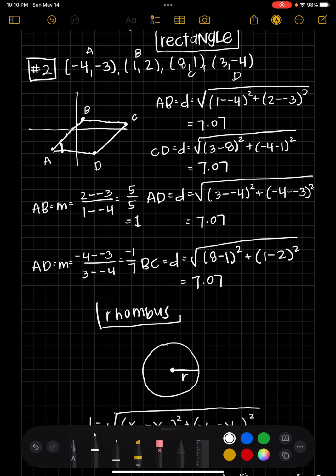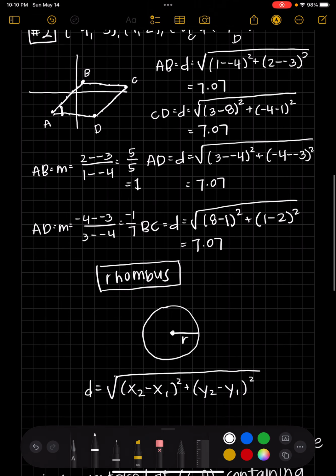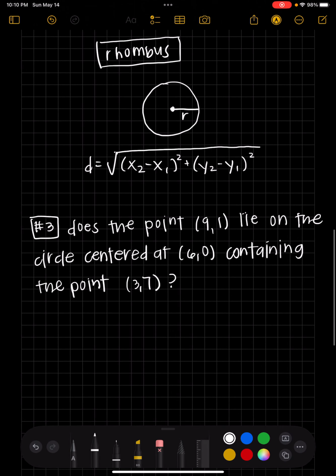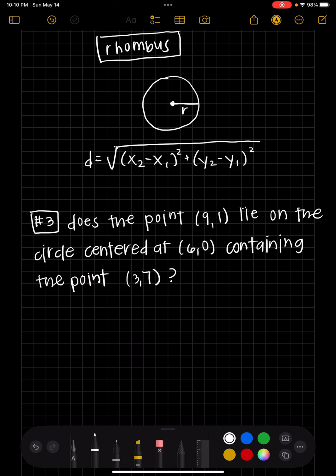Okay, so that's how we decide what quadrilateral those 4 points represent. Now the next two examples talk about circles. And for the circles, we have to decide if points lie on the circle based on where the center is and everything. So let's talk about circles for a second.